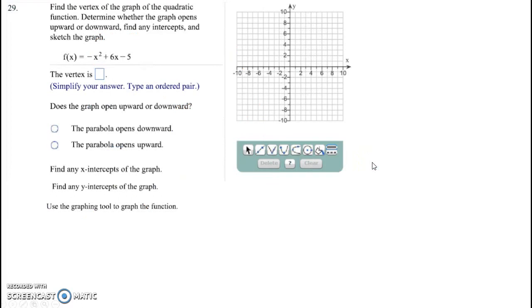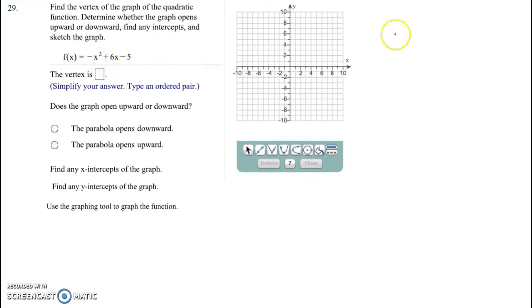29. This is our last problem. It says find the vertex of the graph of the quadratic function, determine whether the graph opens upward or downward, find any intercepts, and sketch the graph. This one's not in vertex form, this is in standard form.